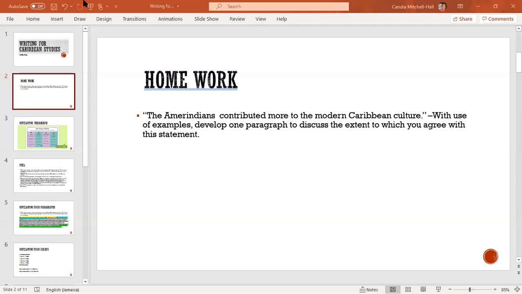Okay, sir. So what I wrote stated that the Amerindians contributed more to the modern Caribbean culture. I completely agree with this declaration. The Amerindians have left a heritage that is a part of many Caribbean and non-Caribbean countries. The Amerindians were the original inhabitants of the West Indies. The two main tribes in the Caribbean were the Tainos, who settled mainly in the Greater Antilles, and the Kalinago, who settled mainly in the Lesser Antilles. Both these tribes have contributed significantly to the Caribbean demographically.